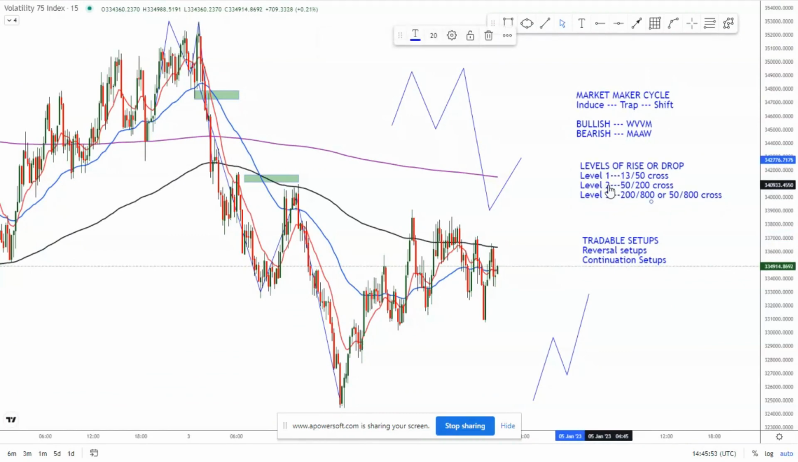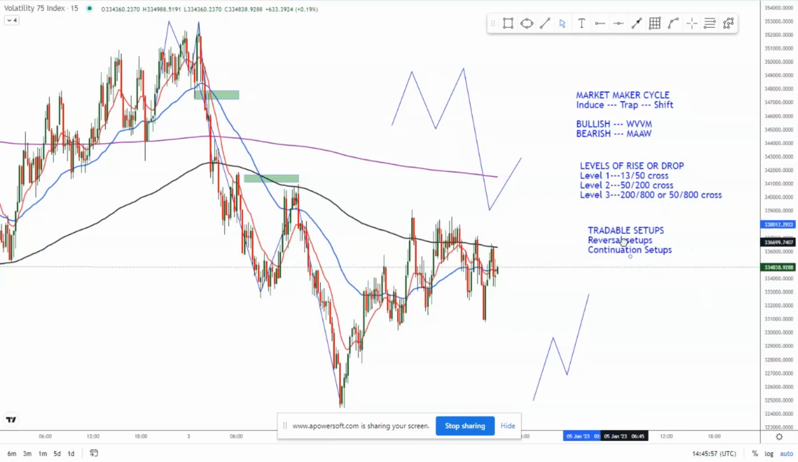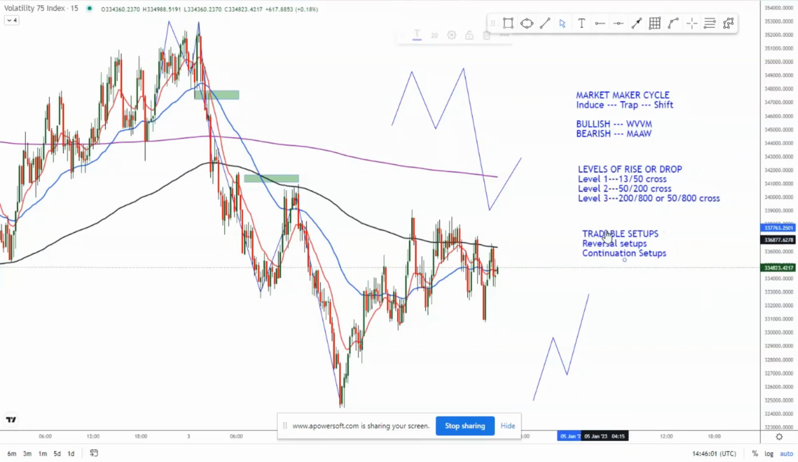For those that are going to be part of the 4 days boot camp, it's going to be only BTMM, and these are the main topics I'm going to talk about in those 4 days: the market maker cycle, the induced trap shift, the bullish and the bearish, because the market is either bullish or bearish. And then we are going to be looking at the levels.